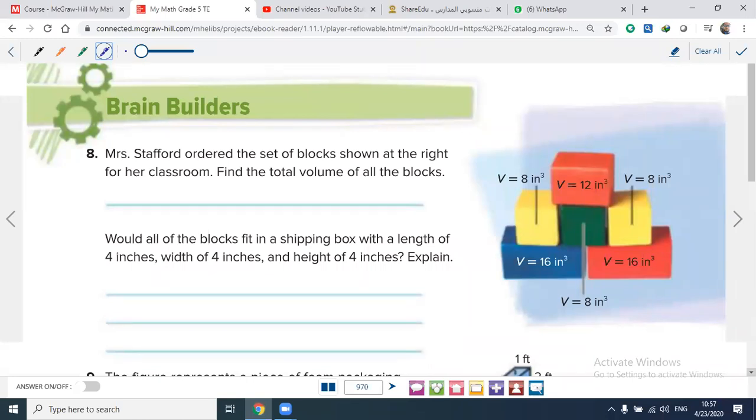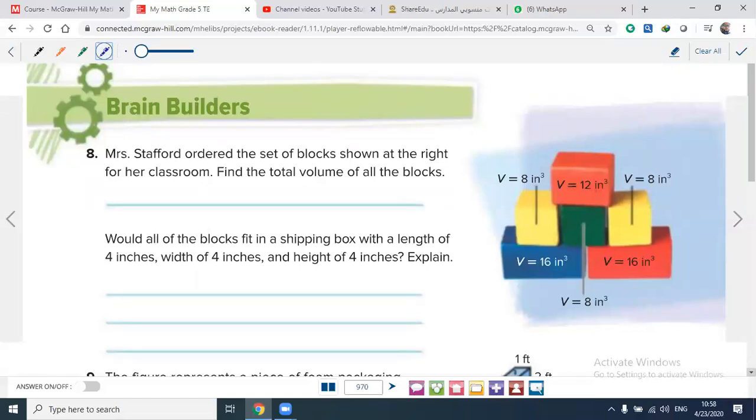Mr. Stafford ordered the set of blocks shown at the right for her classroom. Find the total volume of all blocks. Miss Stafford ordered the set of blocks shown at the right for her classroom. Find the total volume of all the blocks.